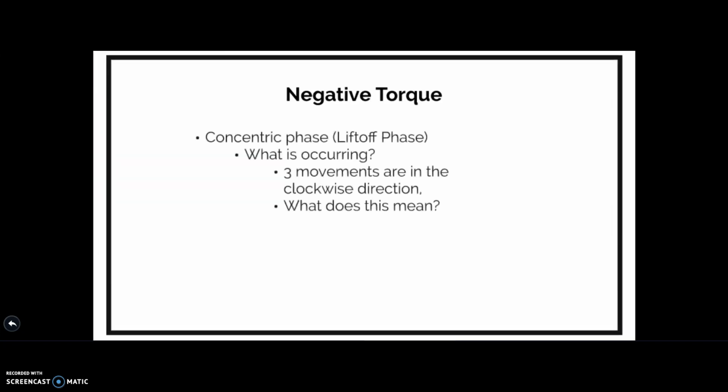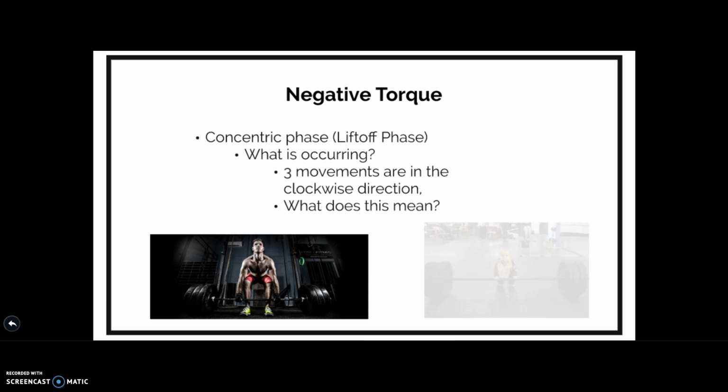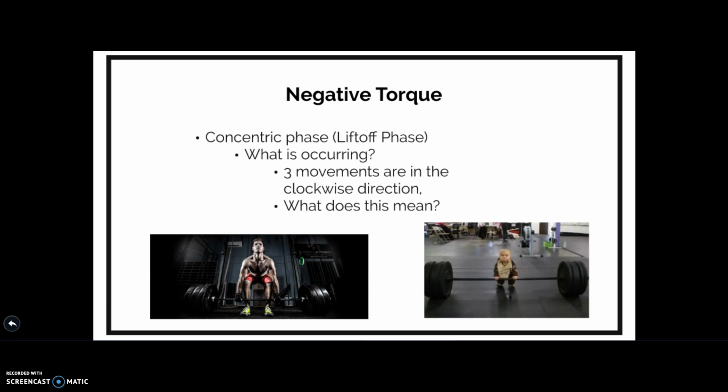In the concentric lift-off phase, hip extension, knee flexion, and ankle plantar flexion will be occurring. The angular motion of these three movements are in the clockwise direction, meaning they are considered to be negative torques.